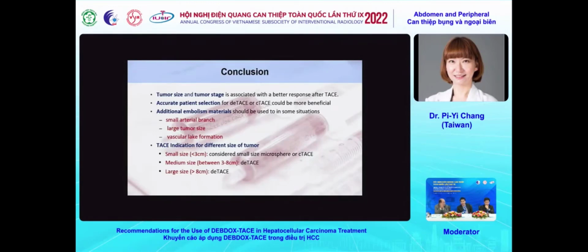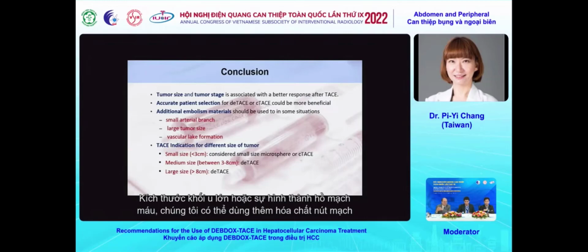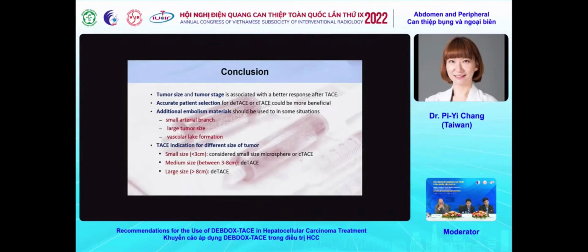So to conclude on DEBDOX-TACE, the tumor size and the tumor stage are associated with a better response after TACE. And don't forget that accurate patient selection for DEBDOX-TACE or C-TACE can be more beneficial. Sometimes in situations such as small arterial branch or large tumor size or vascular lake formation, we can add some embolization materials. And for TACE indication, for different sizes of tumor: for small size, that is smaller than 3 centimeters, consider using small size microspheres or C-TACE. For medium size, that is between 3 to 8 centimeters, DEBDOX-TACE is the most suitable choice. For tumors that are larger than 8 centimeters, choose DEBDOX-TACE because it can decrease the side effects.